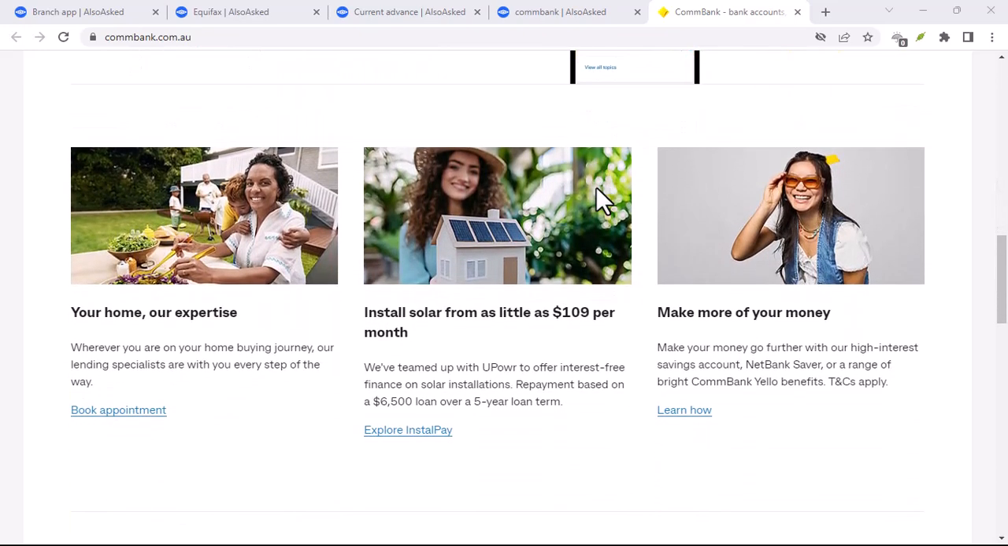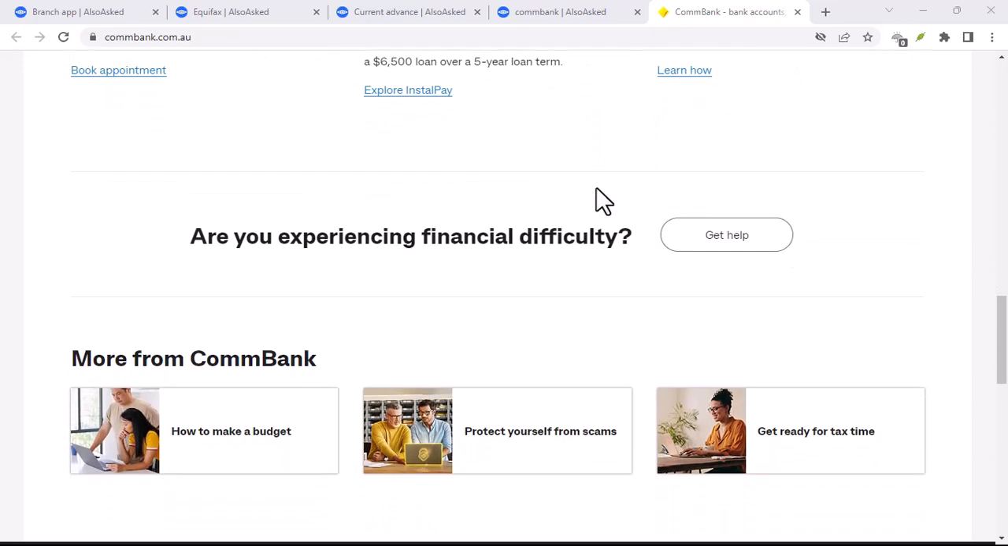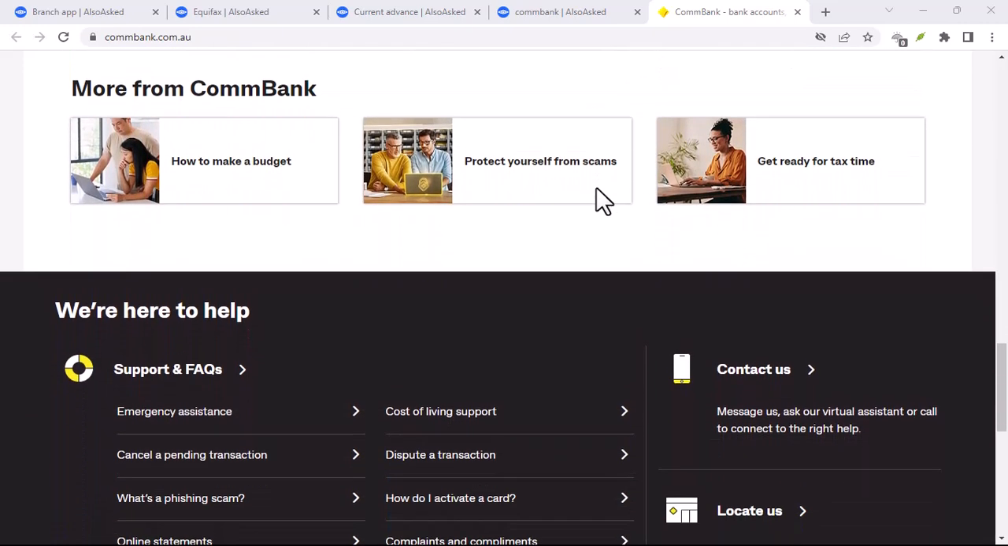Remember, the best bank isn't about a fancy name or exclusivity. It's about finding the one that aligns perfectly with your financial goals and lifestyle.